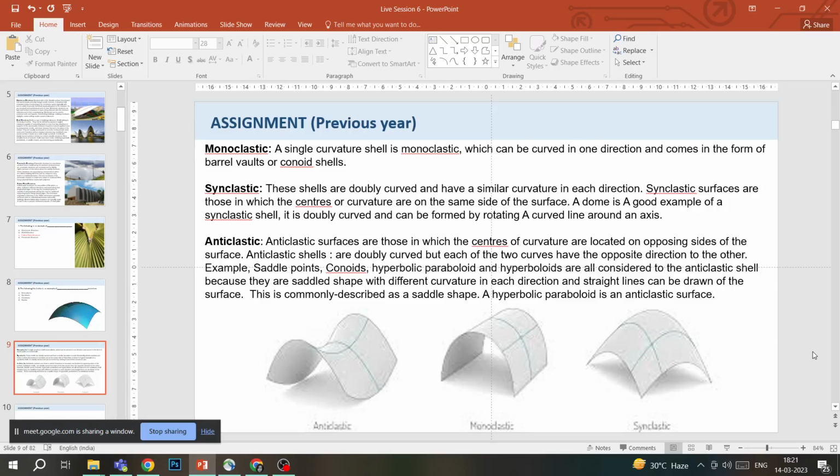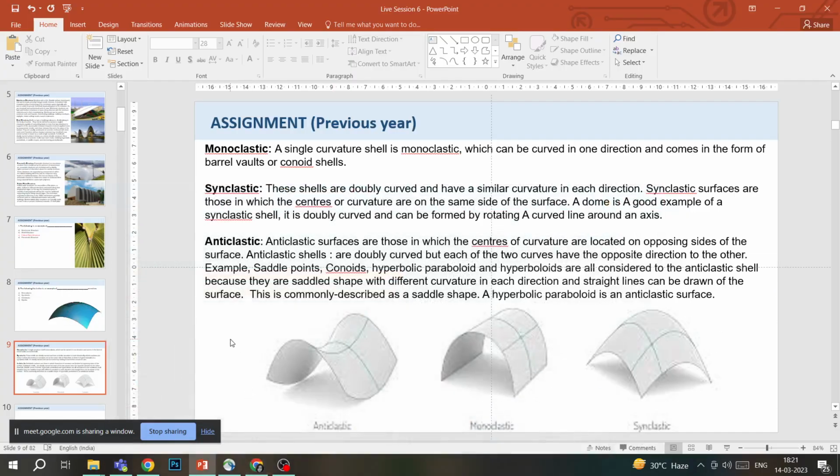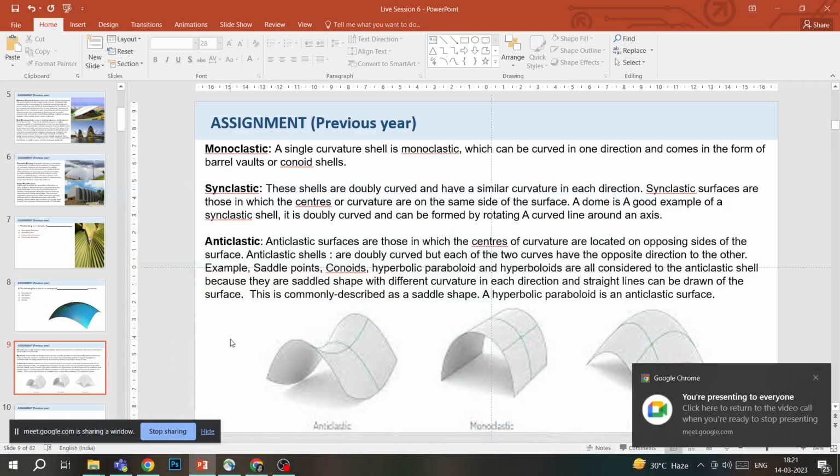For example, I don't have any kind of shapes, otherwise I would have been able to explain it better. So what is happening in monoclastic is that this is a curve, and then there is an axis and it is going in that direction. So that's forming a monoclastic thing.